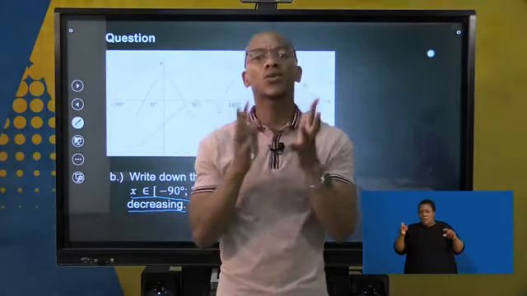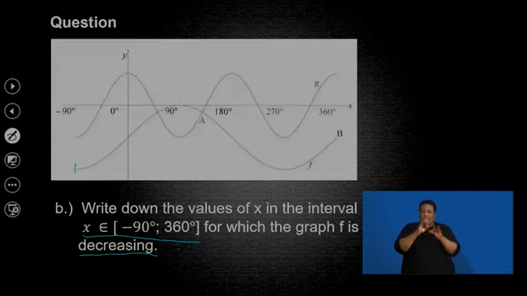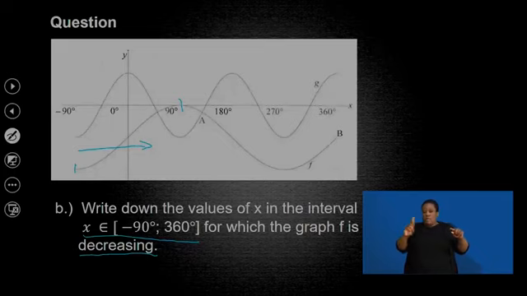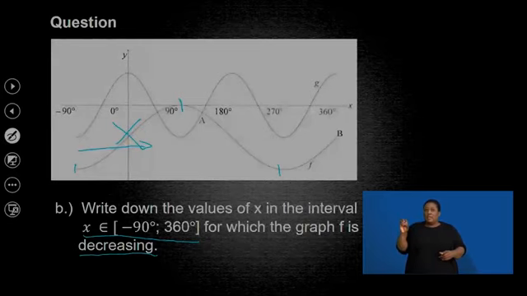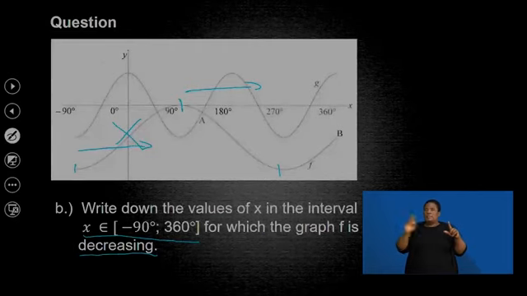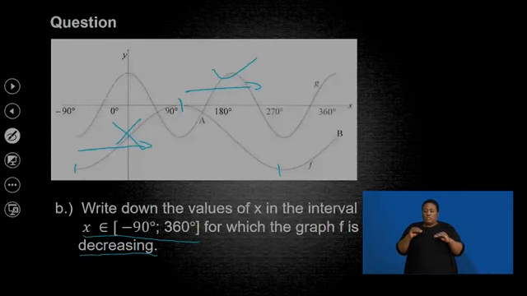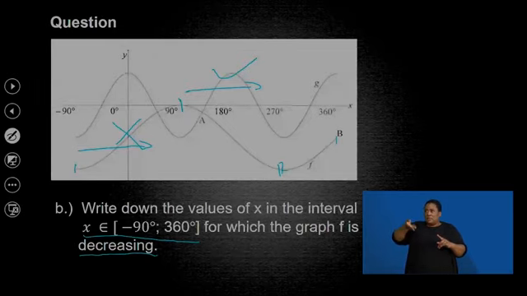Now let's look at this one in specific. From this point to that point, you can see that moving from left to right, the x values are increasing, but the y values are also increasing. So this section does not hold. From 90 up until 270, moving from left to right, the x values are increasing and the y values are decreasing. So this section will hold for us. And then lastly, from 270 up until 360, as the x values are increasing, the y values are also increasing. So that does not hold.